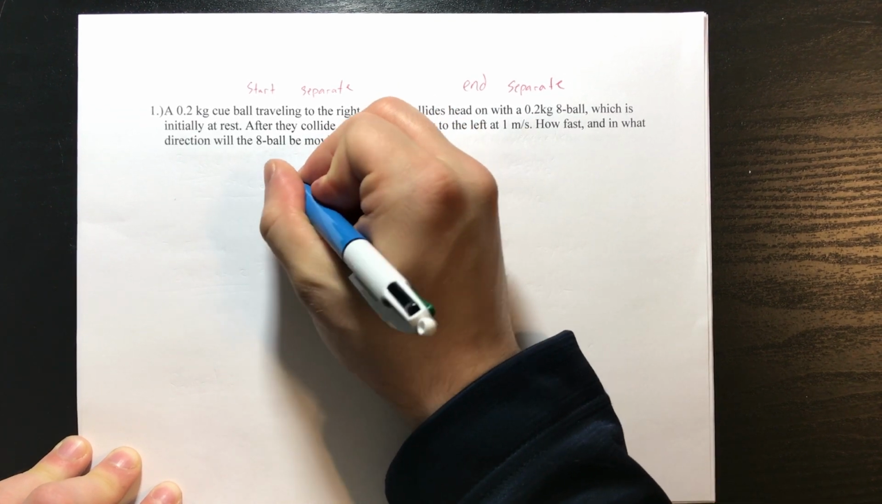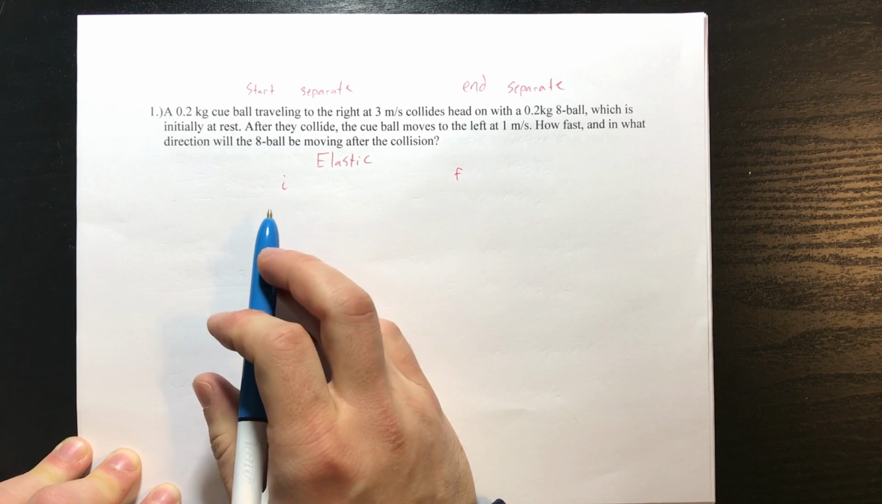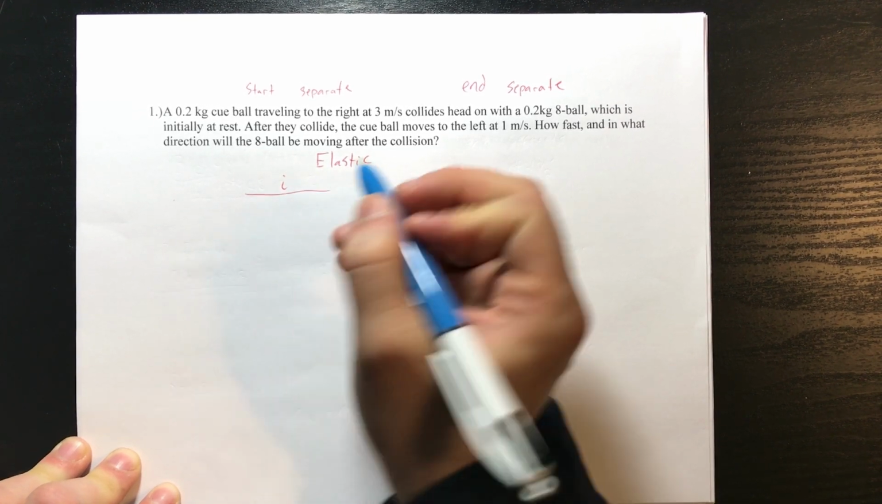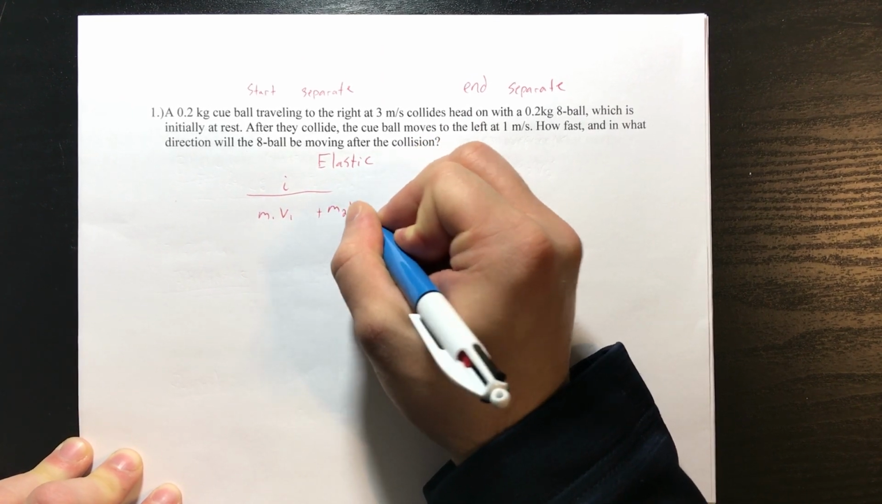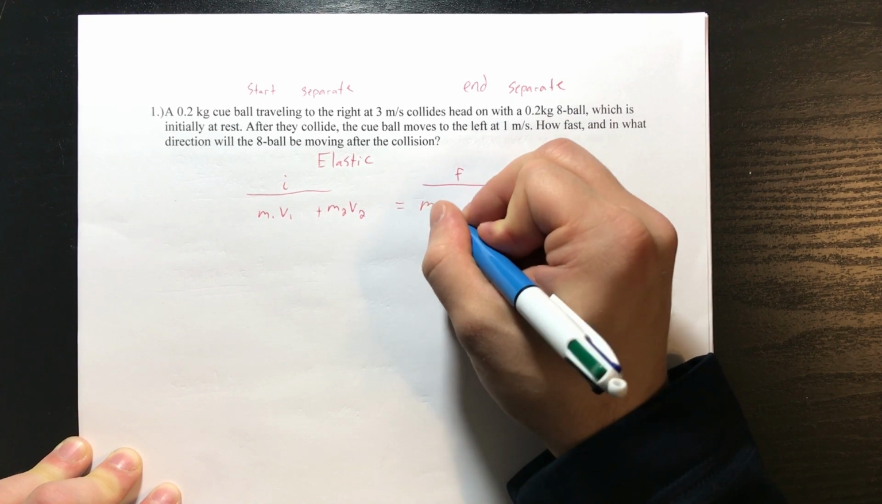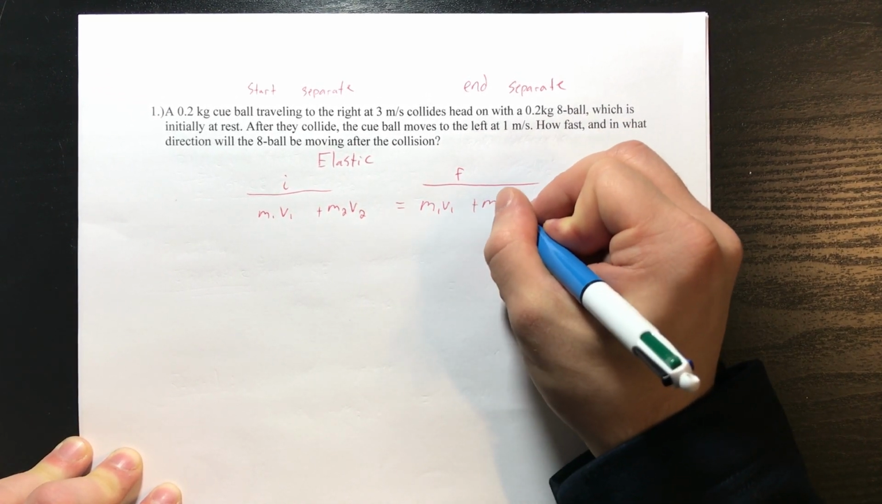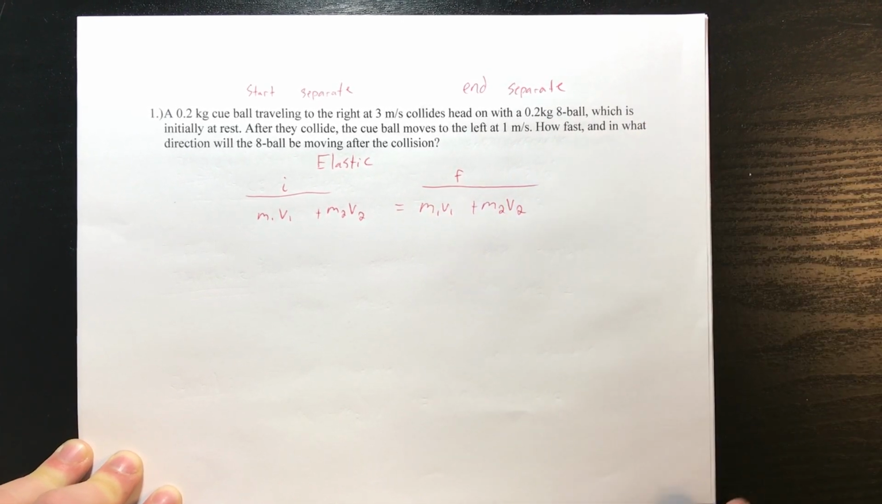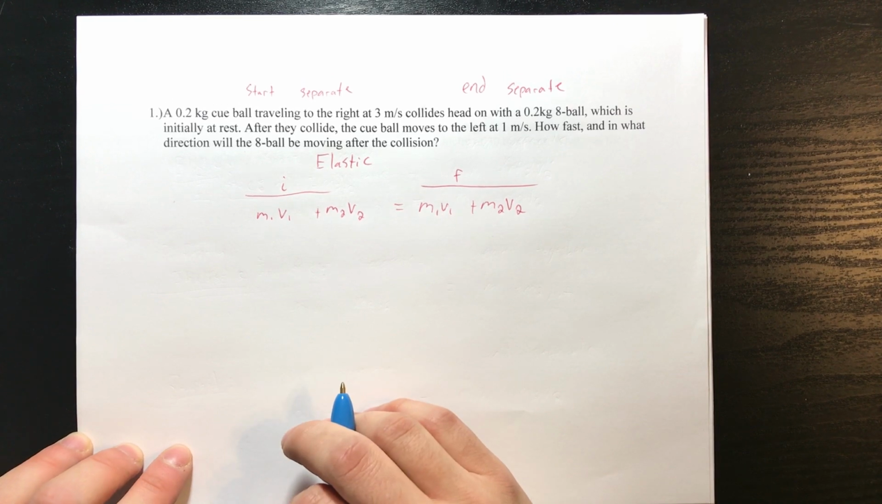So I like to always separate my initials and my finals. And basically what I do is I write my elastic collision. Initially speaking, we have m1 v1 plus m2 v2. And then after, finally speaking, we have m1 v1, meaning mass 1's final velocity, plus mass 2 times its own final velocity. Now we want to go through and decode the problem and plug in correctly.